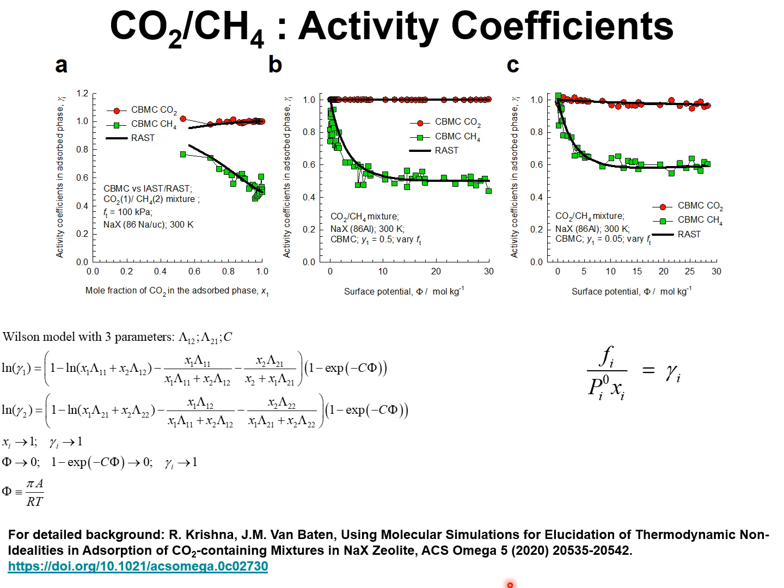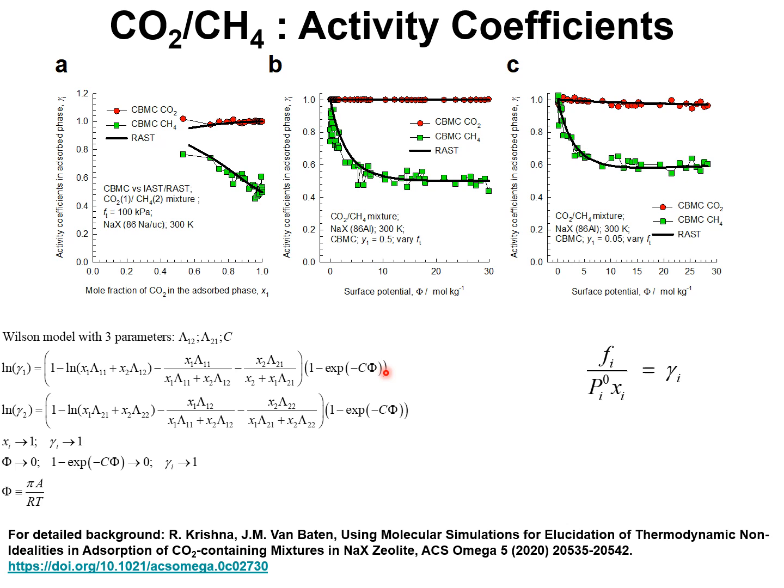tend to unity. In order to set up the appropriate model to describe the variation of activity coefficients with the adsorbed phase compositions x1 and x2 and the surface potential, we need to introduce the correction factor 1 minus exponential minus a constant c times the surface potential phi. This factor is a representation of the pore occupancy.